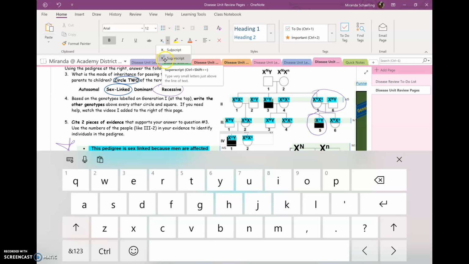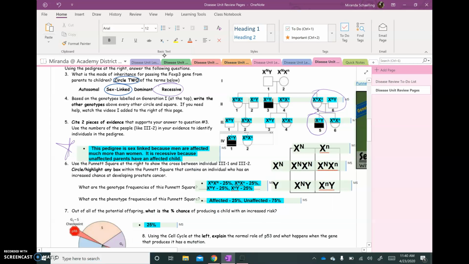Okay, so you're just going to highlight the N's whenever you need to do a superscript, and then go over to where it says Home and then superscript to make it superscript. Okay, so however you're going to do that is just fine. Same down here for the Punnett square.